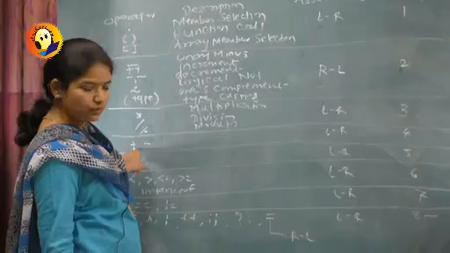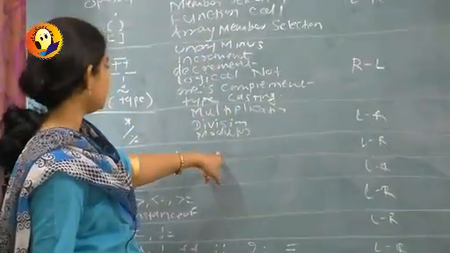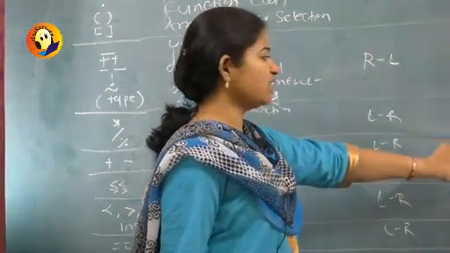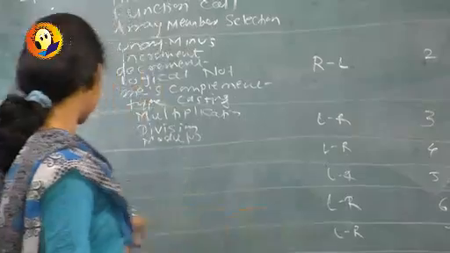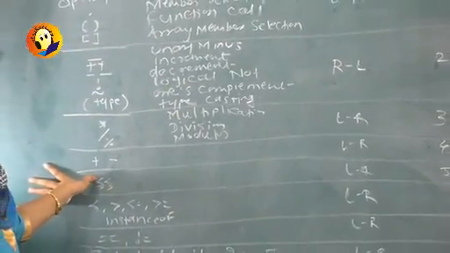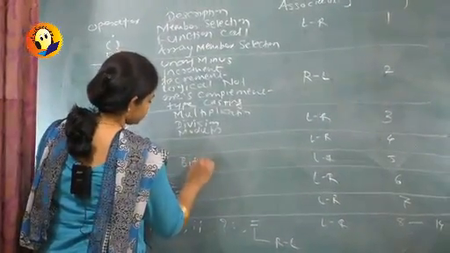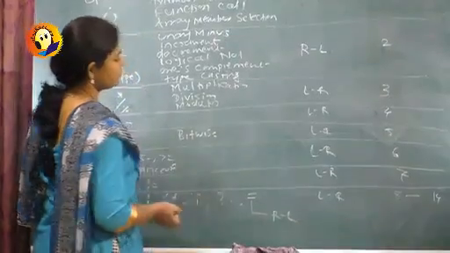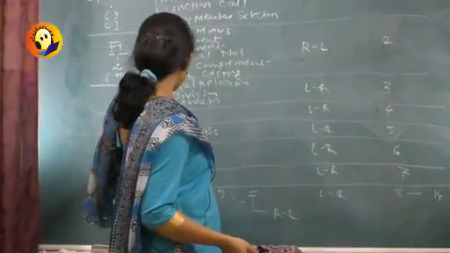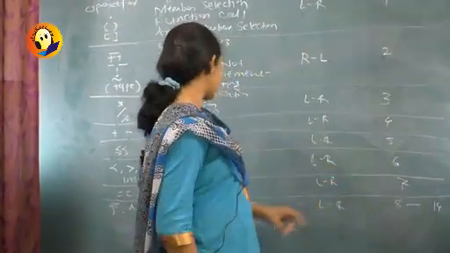Next one is addition and subtraction. So these are again arithmetic operators. Associativity is from left to right and ranking 4 is given to these operators. Next one is left shift and right shift. These are various bitwise operators. Associativity given to these particular operators is from left to right and ranking number is 5.